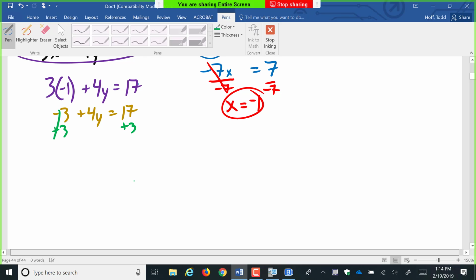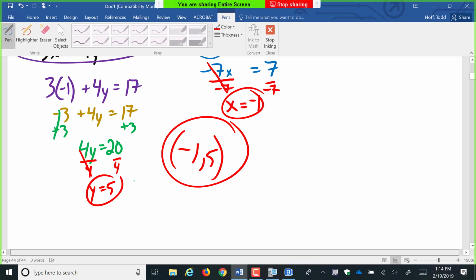Add 3. 4y equals 20. And then? Divide by 4. Y equals 5. Good. So we got -1, 5. Any questions there?